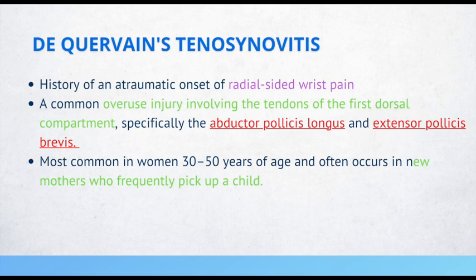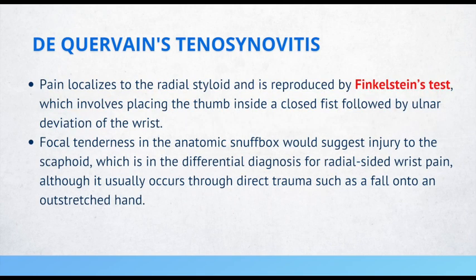Pain localizes to the radial styloid, and this can be reproduced by the Finkelstein's test, which involves placing the thumb inside a closed fist followed by ulnar deviation of the wrist. Focal tenderness in the anatomic snuffbox would suggest injury to the scaphoid, which is in the differential diagnosis for radial-sided wrist pain, although it usually occurs through direct trauma as a fall onto an outstretched hand.